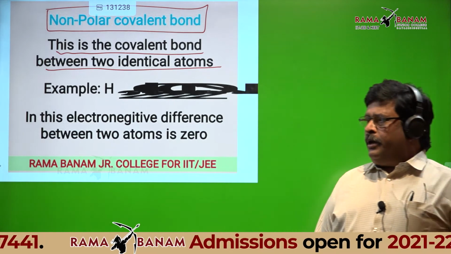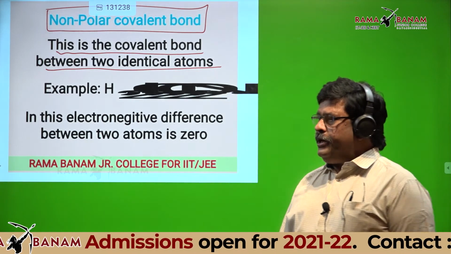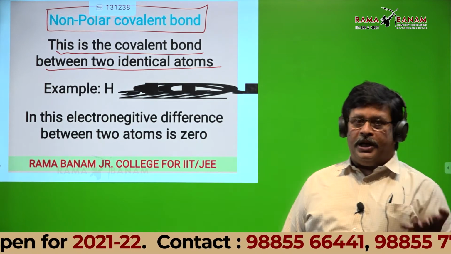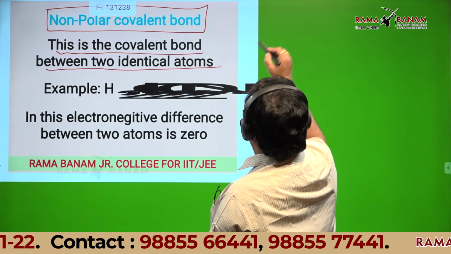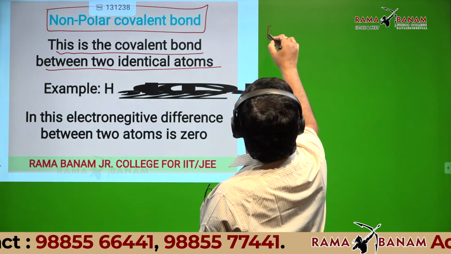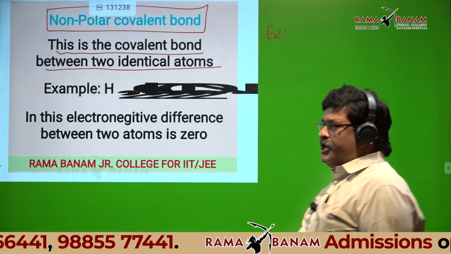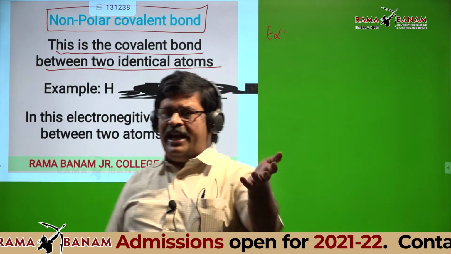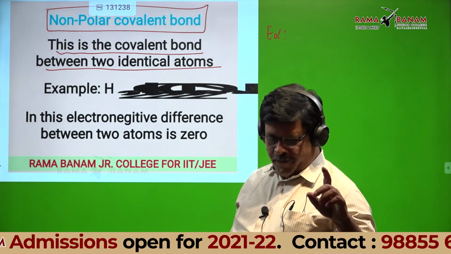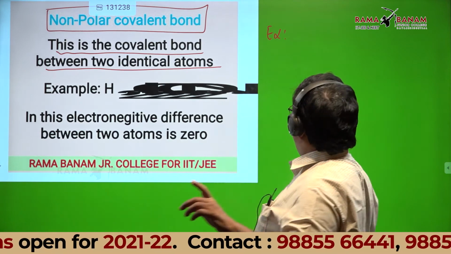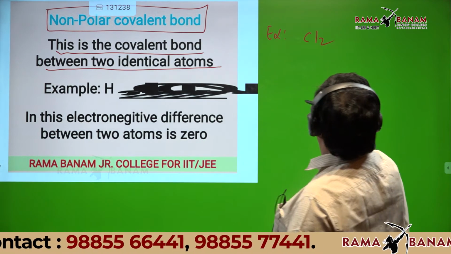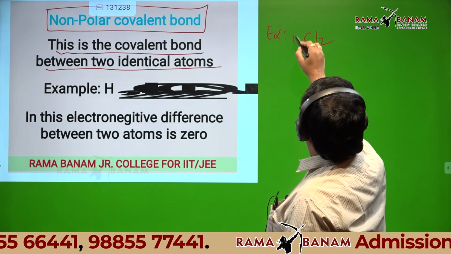Now, can you tell a few examples for non-polar covalent bonds? Molecules I am asking. Examples are not mentioned in the slide, because you should know that. Can anyone tell? First one. Cl2. Okay, someone told it is Cl2, chlorine molecule. Any more?